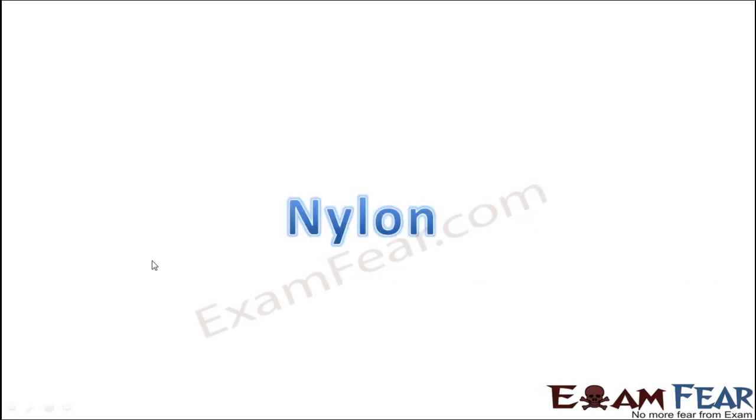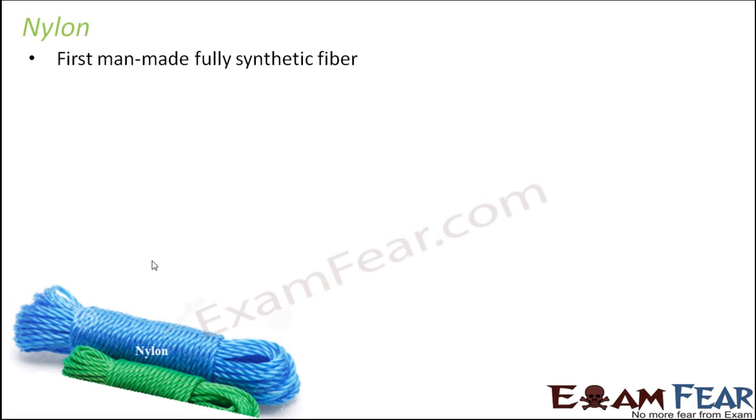So the next synthetic fiber that we will talk about is nylon. Nylon is the first man-made fully synthetic fiber, because in the case of rayon we saw that it was semi-synthetic, as it was obtained from a naturally occurring polymer called cellulose from the wood pulp of plants. But in the case of nylon it is fully synthetic. That means it is obtained from substances which are not natural polymers. So everything happens artificially. That is why it is a fully synthetic fiber.